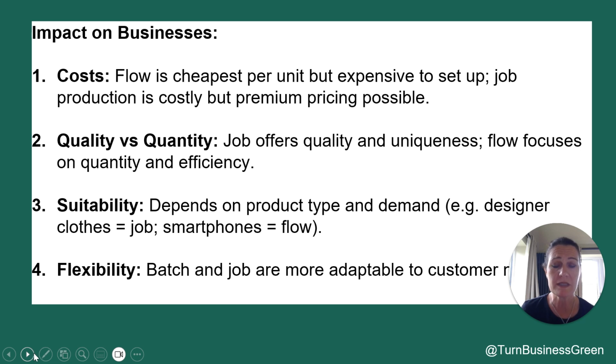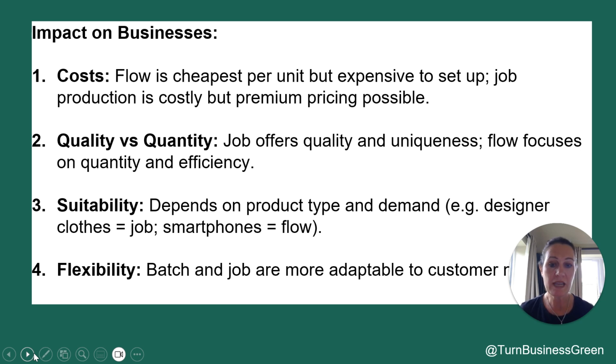Okay, what's the impact on businesses then? Flow production is the cheapest per unit, but it's very expensive to set up. Job production is very expensive to make one particular product. However, you can charge a much higher price to the customer. Quality. Job production offers the highest quality and uniqueness and customization to customers' individual needs. However, flow focuses on quantity and efficiency and reducing the cost of making one item.